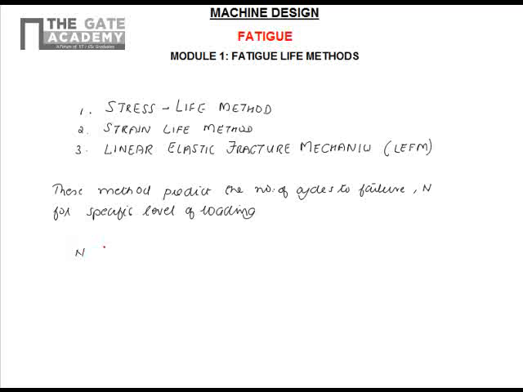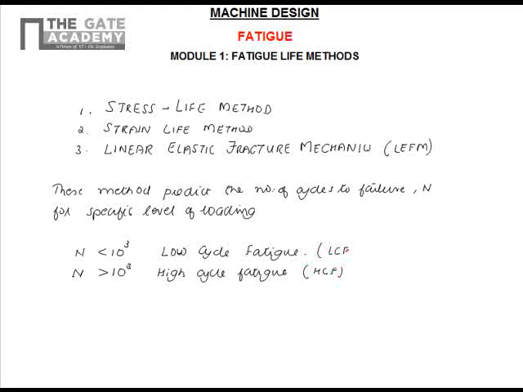If the number of cycles to fatigue failure is less than 10 power 3 cycles, or 1000 cycles, it's called low cycle fatigue. And if the number of cycles to fatigue failure is greater than 10 power 3, such failure is known as high cycle fatigue, denoted by HCF and LCF. So low cycle fatigue is a fatigue failure of components in less than 10 power 3 cycles, and if the number of cycles is greater than 10 power 3, it's called high cycle fatigue or HCF.